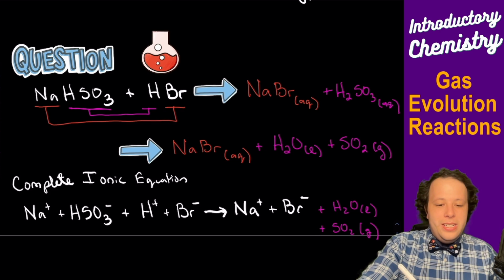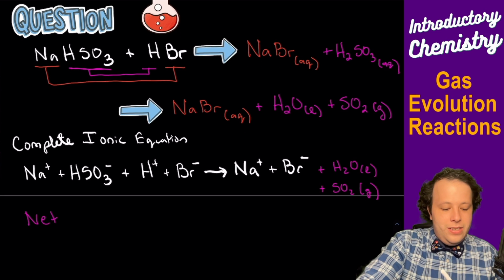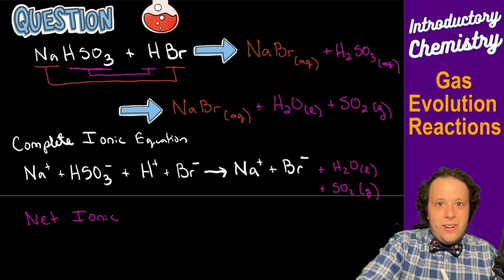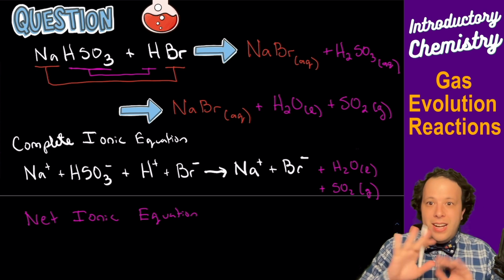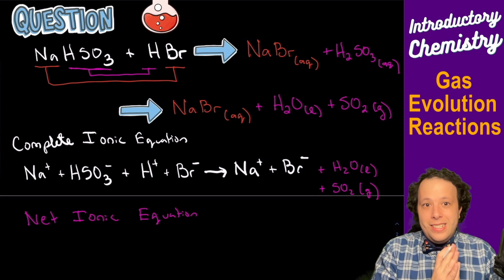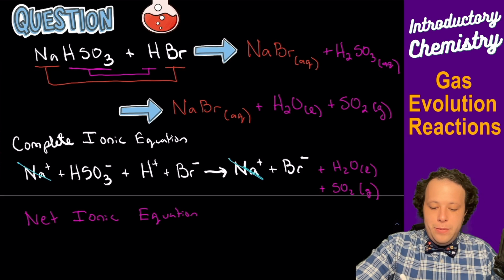So now, in order to get to the net ionic equation, we're going to eliminate all spectator ions. If you remember, spectator ions are what's on both sides of the reaction. What is the same? If you look closely, you'll see that sodium is the same on both sides.